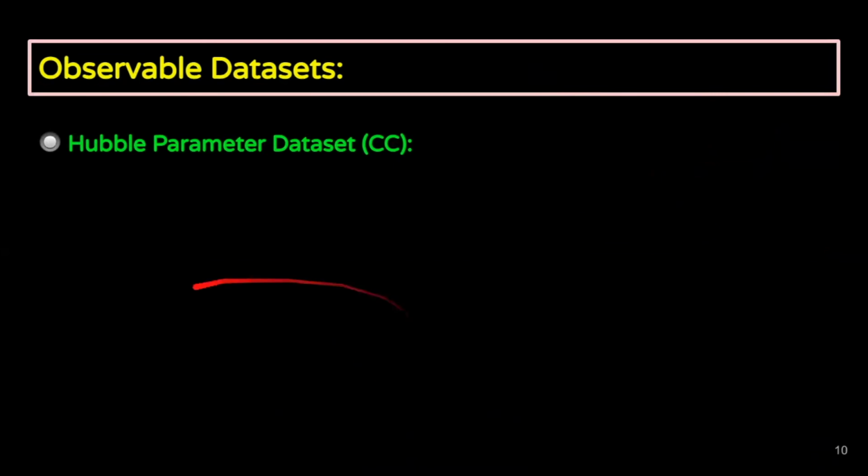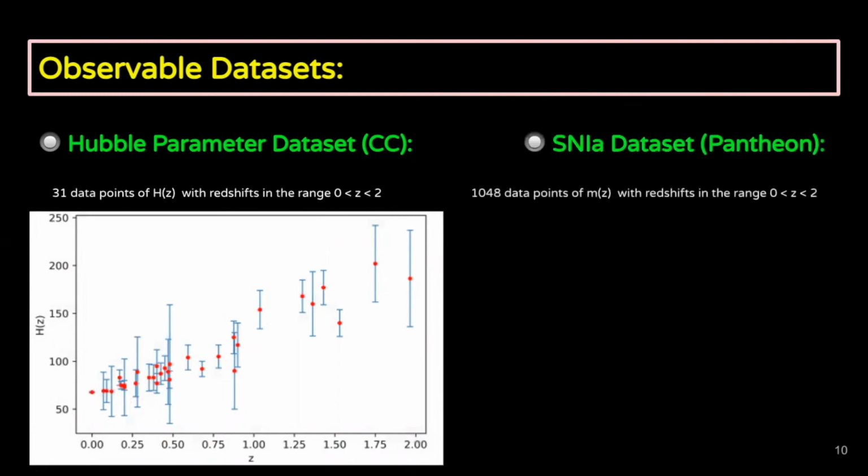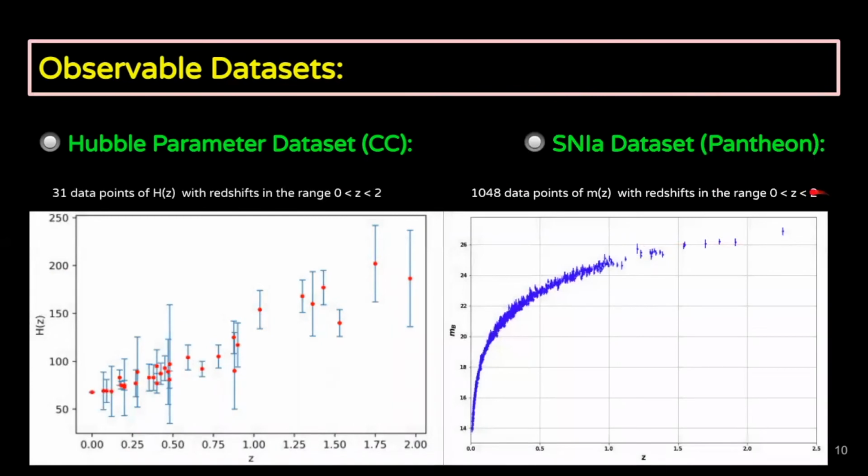For this, we use two observational data sets. In the first, we are using the Hubble parameter measurements from cosmic chronometers. This data set has 31 data points from redshift 0 to 2, and here the 31 data points are shown. For the luminosity distance, we are using the recent and largest data set of 1048 data points, and this supernova data set goes up to redshift 2.26. So here is a typo; it should be 2.26. Sorry.